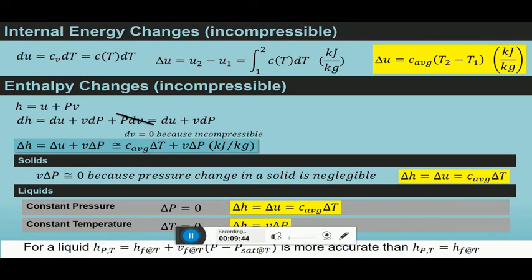Enthalpy at a given pressure and temperature is equal to enthalpy of the saturated liquid at the given temperature plus specific volume of saturated liquid at the given temperature times the pressure change from the saturated state. This gives you a much better approximation for a compressed liquid compared to the equation that we learned in chapter 3. So in chapter 3 we discussed that enthalpy or any property of a compressed liquid can be approximated to the property of saturated liquid at the given temperature.